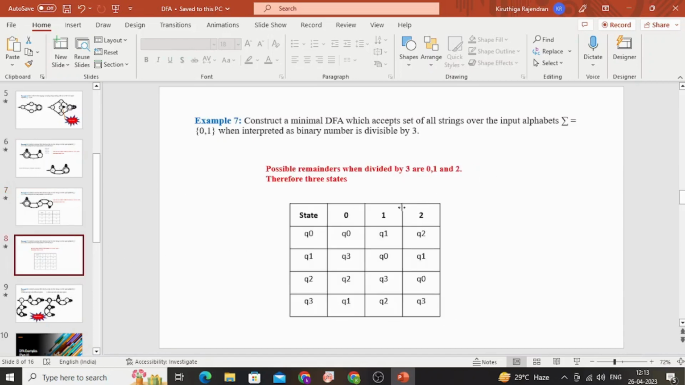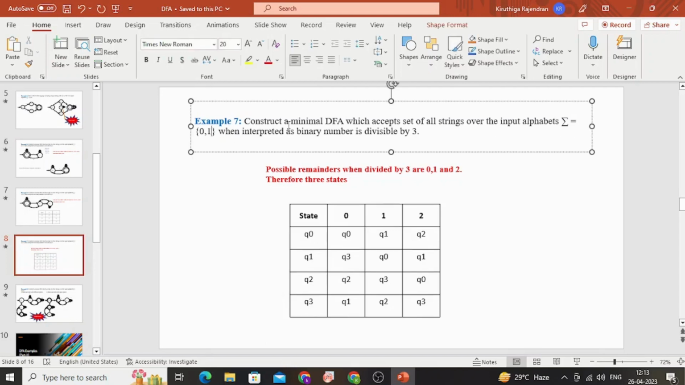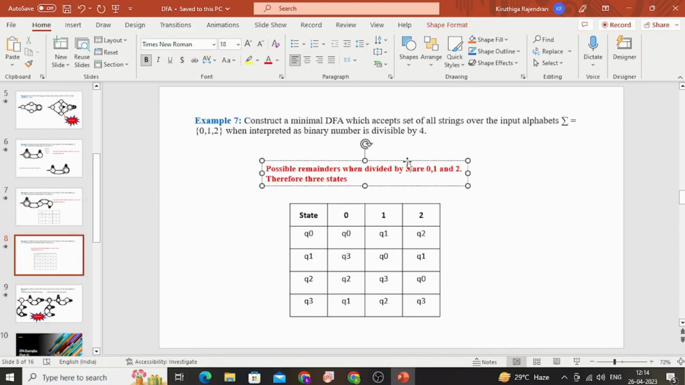Here the alphabets are 0, 1, 2. The remainders possible are 0, 1, 2, 3. I have missed out the alphabet 2, I have just missed it. Okay, I just changed it now. When divisible by 4, the possible remainders are 0, 1, 2 and 3. These are the possible remainders, right?